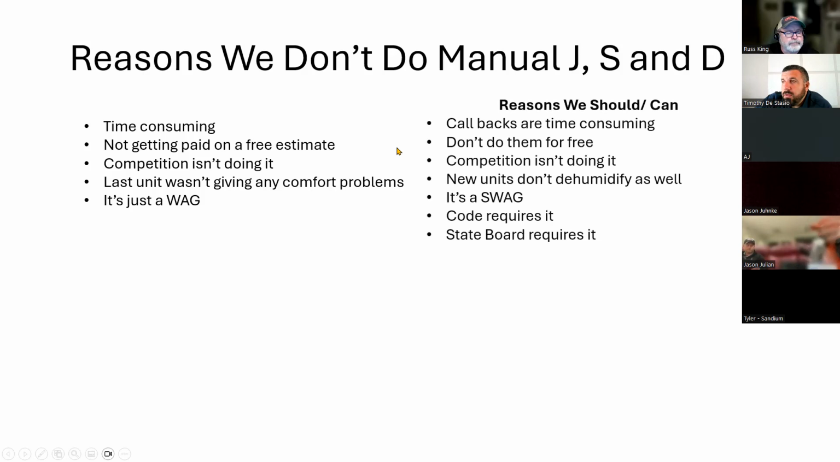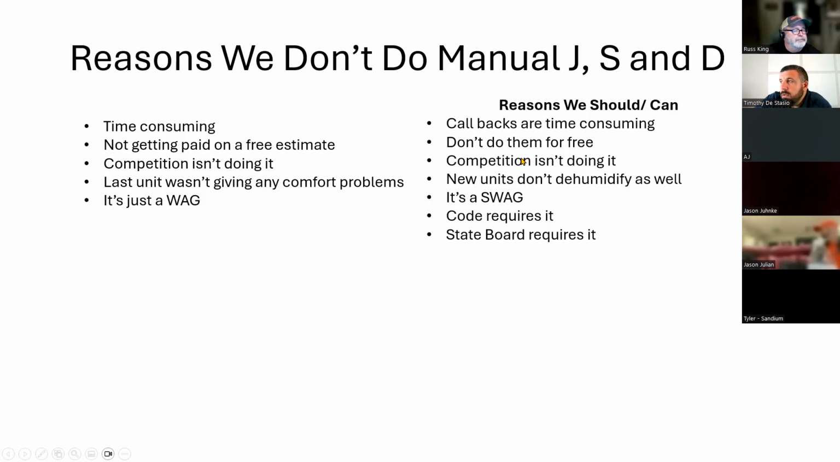It is time consuming. But the reasons why we should do manual JS&D is that if you thought the process here was time consuming, callbacks are even more time consuming. If you're not getting paid to do them on a free estimate, don't do free estimates. Don't do these for free. There's a way to give somebody a price on something and acknowledge the fact that that price has to be verified by a proper manual JS&D. But you cannot give them your design services for free unless they commit to the work or give you a deposit or something. So there are ways to get around doing this for free. Don't do it for free.